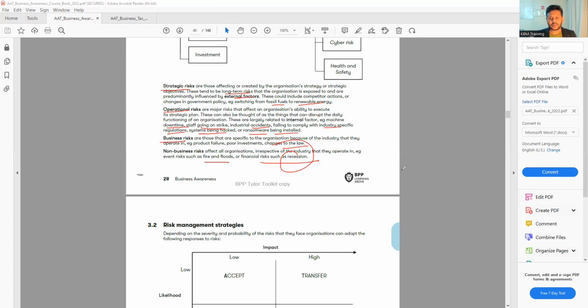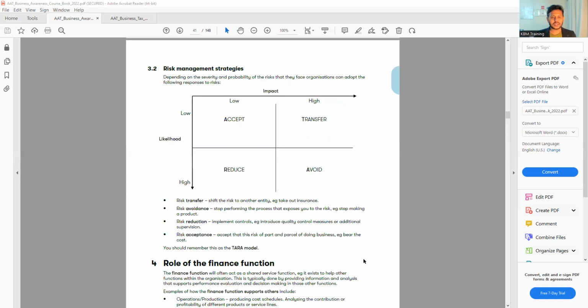All right, the next one we have here is how to manage the risk. This one we already talked about. So we have TARA: transfer the risk, for example with insurance; avoid the risk, don't do it, stop making the product completely; reduction, try to reduce the risk, implement the control; and accept the risk. There is no business in this world without any risk, so some risk always has to be taken. If you want zero risk, you cannot do business. So some sort of risk you have to accept if you'd like to go into business.